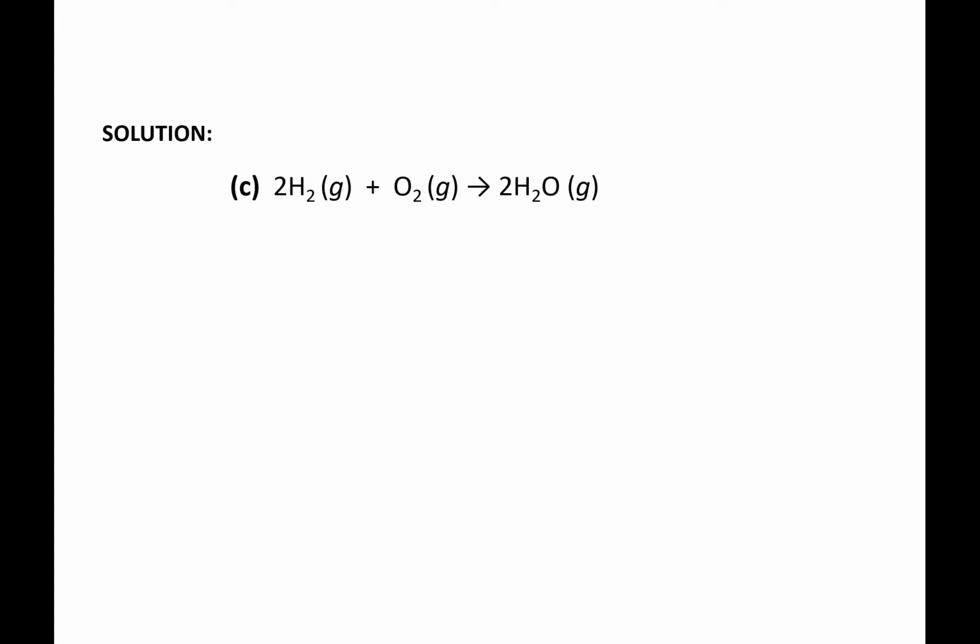2H2 plus O2 going to 2H2O. Right? The hydrogen and the oxygen are elemental forms on the reactant side, so those are going to be 0 oxidation numbers. When they're in water, hydrogen's a +1, oxygen is a -2. So we can tell that this is redox. There's redox going on.